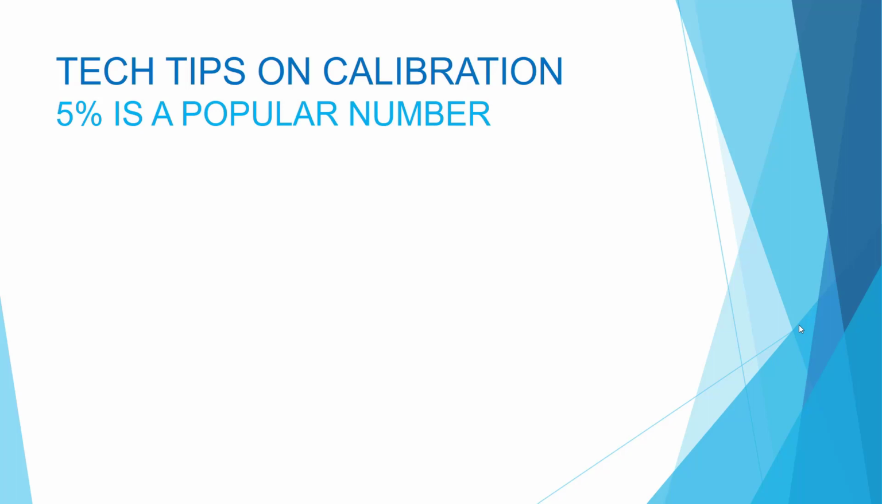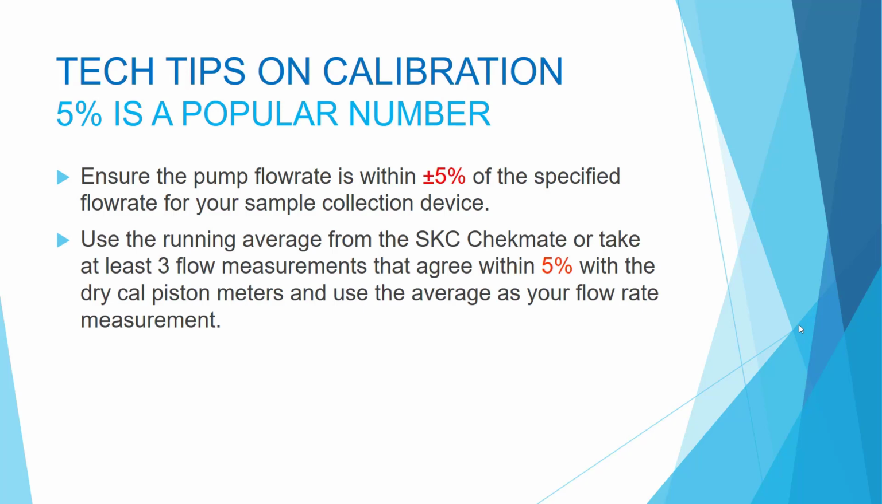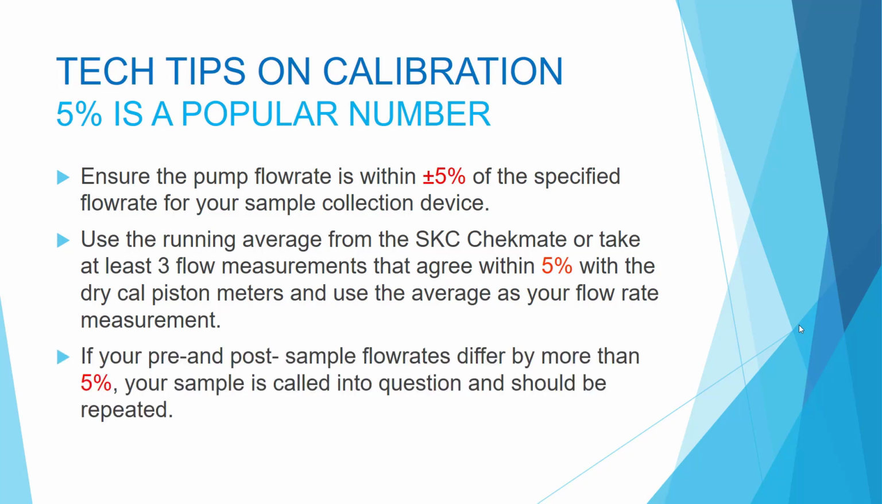If you are new to air sampling, you may find it interesting that industrial hygienists seem to love 5%. You should ensure that the pump flow rate is within plus or minus 5% of the required flow rate. If you are using a piston or bubble meter, take at least 3 flow measurements that agree within 5% and use the average as your flow rate measurement. If your pre- and post-sample flow rates differ by more than 5%, your sample is called into question and should be repeated.